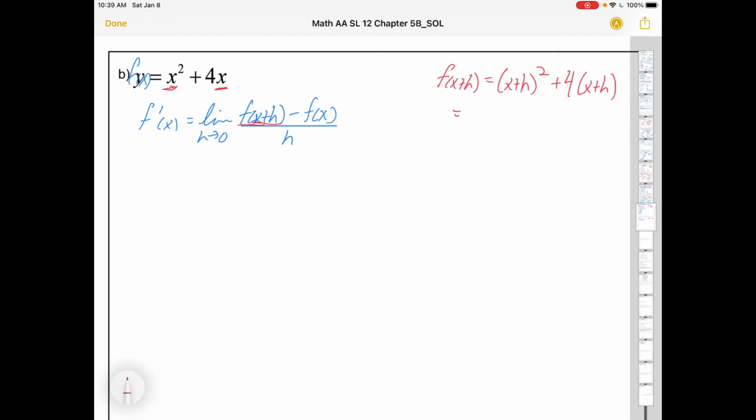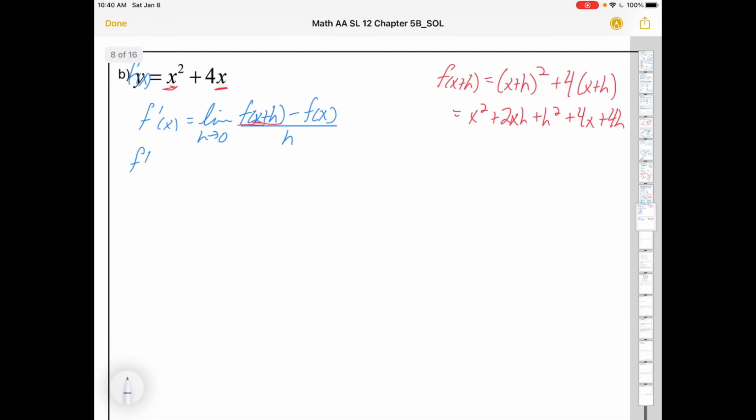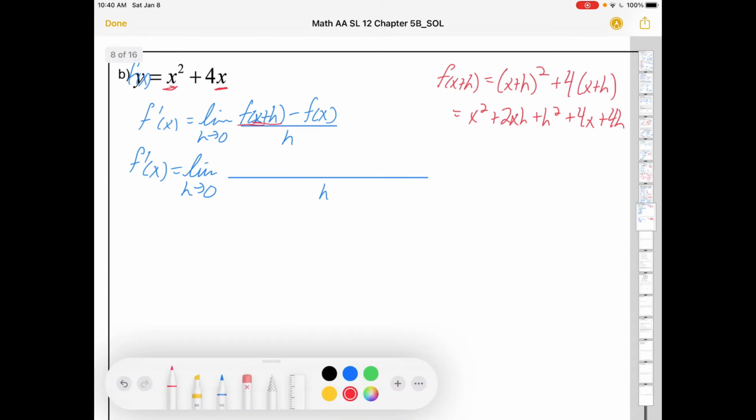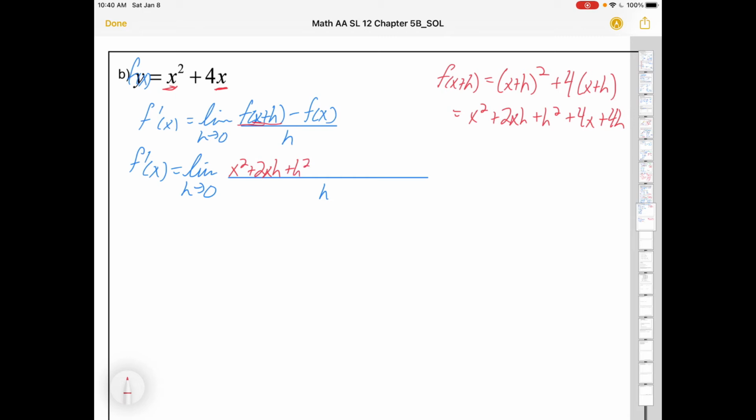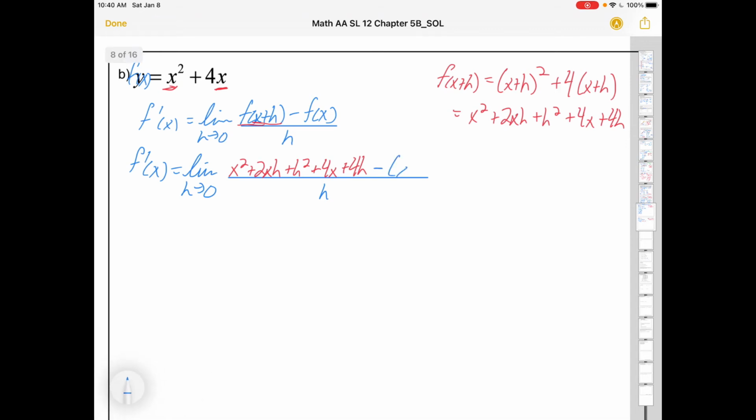So x plus h all squared. You could do this from Pascal's triangle if you want. It's going to be x squared plus 2xh plus 1h squared plus 4x plus 4h. Or you could do it just by foiling it out, or you could have some other trick. Just memorize the formula. And now we plug and chug. There's my f of x plus h minus all of my f of x.